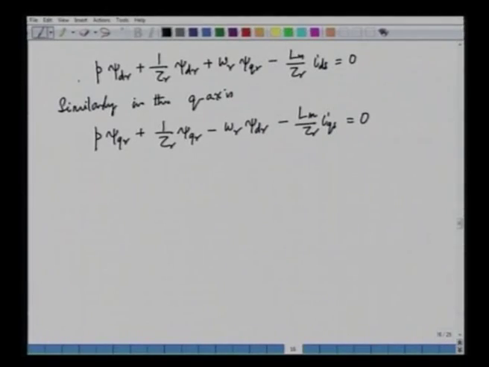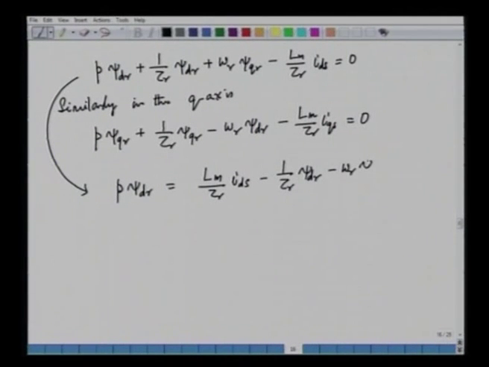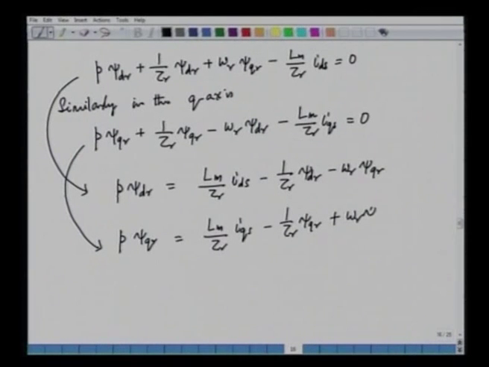And this actually requires a little bit of readjustment. So, if we do a small readjustment here, we will get this equation in the following fashion. If you want to evaluate what is P psi dr, that is equal to Lm by tau r into ids minus 1 by tau r into psi dr minus omega r psi qr, and this equation will give us P psi qr, that is equal to Lm by tau r into iqs minus 1 by tau r into psi qr plus omega r into psi dr. So, these two equations, if they are solved, will give us respectively psi dr and psi qr.